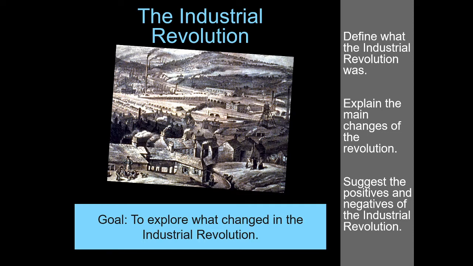And then we're going to suggest positives and negatives that came out of the Industrial Revolution. So I'm sure after this we'll be able to see what the really positive things were and what the negative things were to do with the Industrial Revolution. So today our whole point is to explore what changed in the Industrial Revolution. So let's kick off and get started.